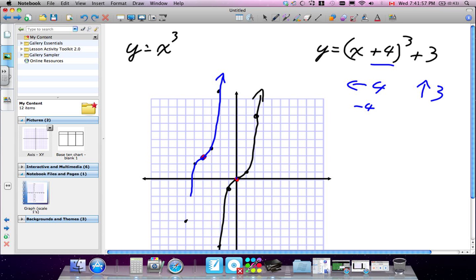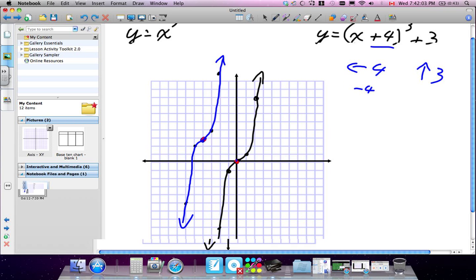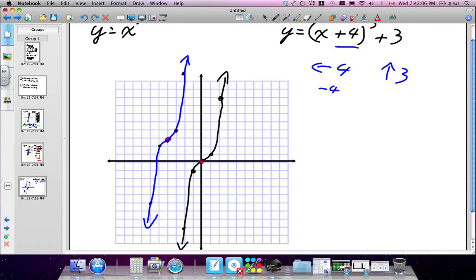I'll do this one. I feel so stupid because we've been over this, but I just... That's okay. It's okay. Every time you see a new function, it takes a while to wrap your head around how this function is drawn.